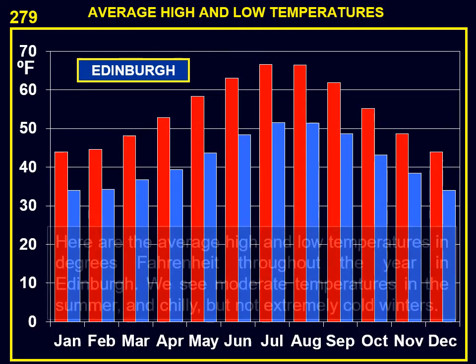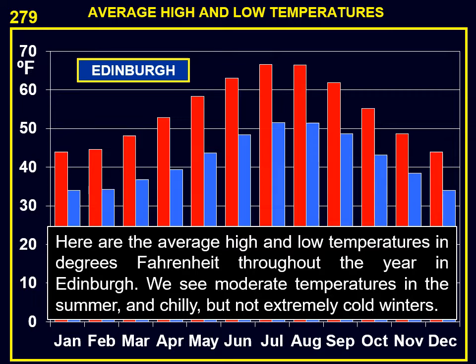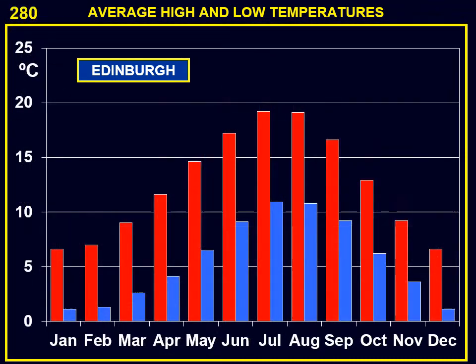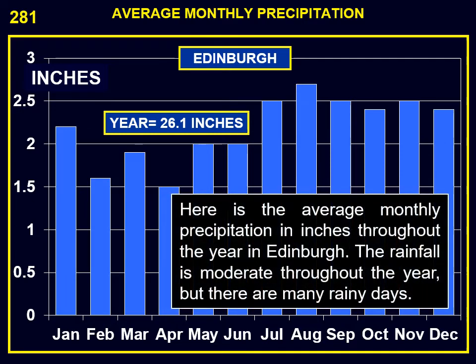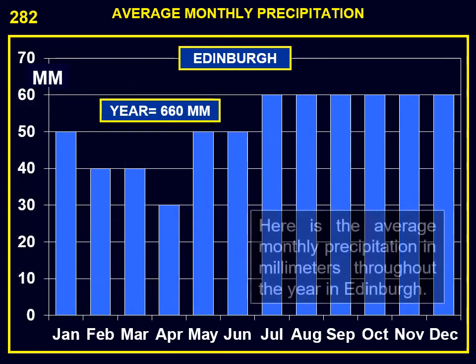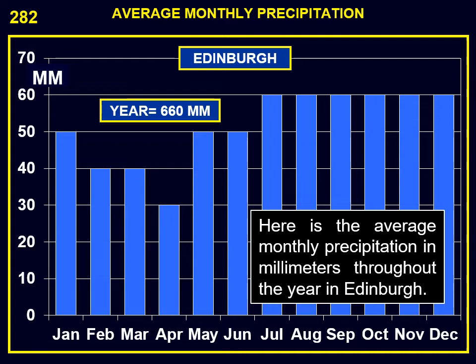Here are the average high and low temperatures in degrees Fahrenheit throughout the year in Edinburgh. We see moderate temperatures in the summer, and chilly, but not extremely cold winters. Here are the average high and low temperatures in degrees Celsius throughout the year in Edinburgh. Here is the average monthly precipitation in inches throughout the year in Edinburgh. The rainfall is moderate throughout the year, but there are many rainy days. Here is the average monthly precipitation in millimeters throughout the year in Edinburgh.